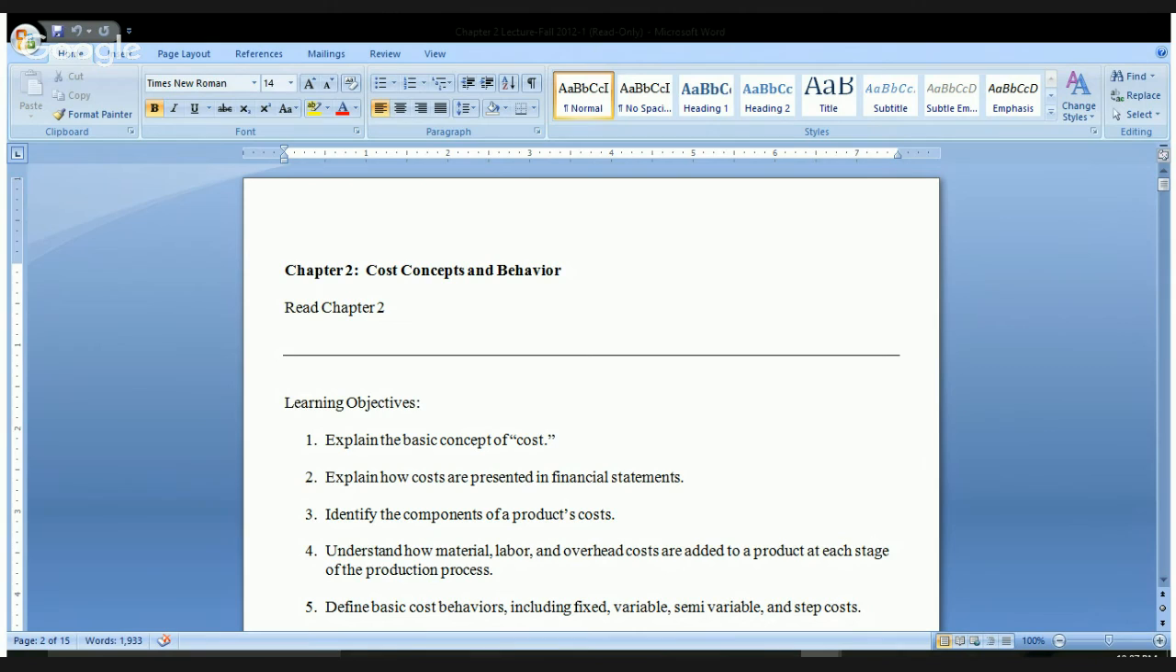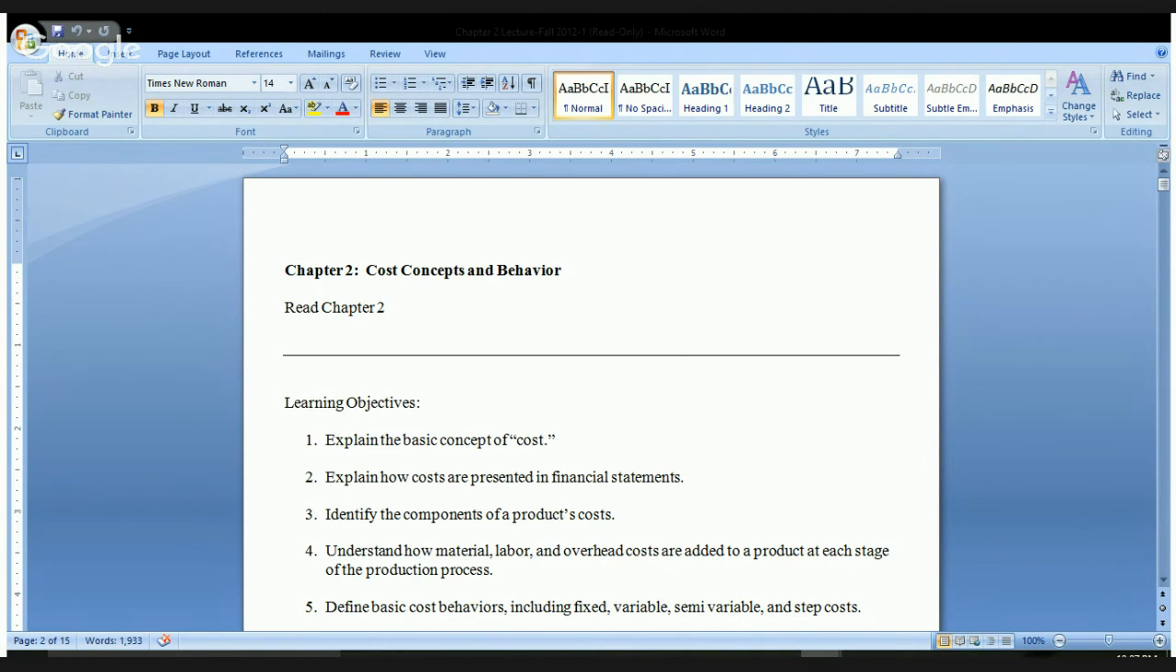Now, fixed costs are costs that are unchanged as volume changes within the relevant range of activities. Examples are rent, depreciation, insurance, and salaries. Those are the items that no matter how much you produce, the amount is going to stay the same. Now, variable costs are costs that change in direct proportion with a change in volume within the relevant range of activities.